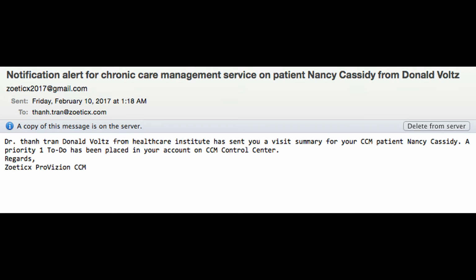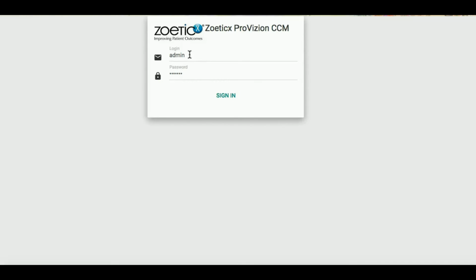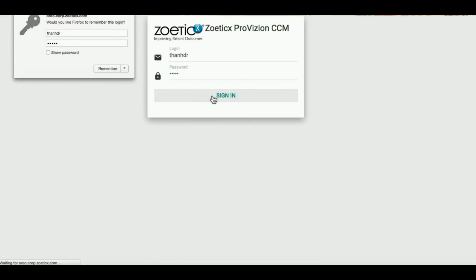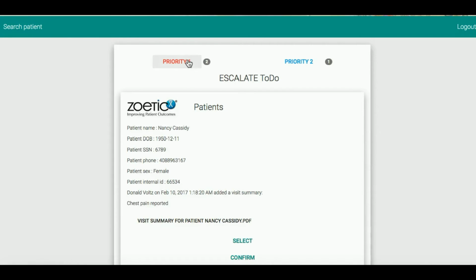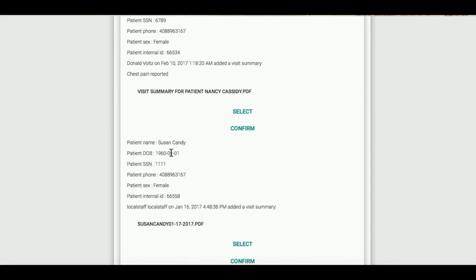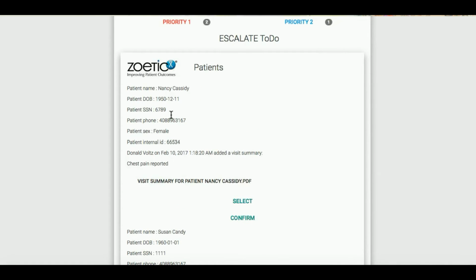An email is sent from the system to the primary care provider informing them that an action is required, and it is placed on his or her to-do list relating to patient Nancy Cassidy. At the left corner of the primary care provider control center is the to-do list. The visit summary from Dr. Donald Walls is placed on priority 1, requiring Dr. Tan Tran's attention. Here it is.